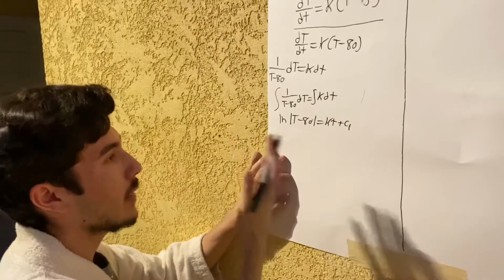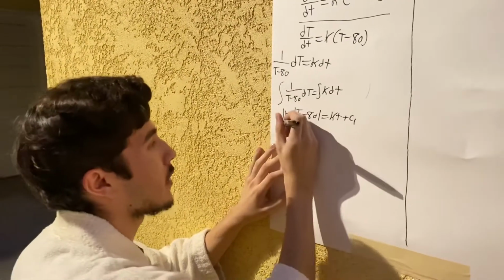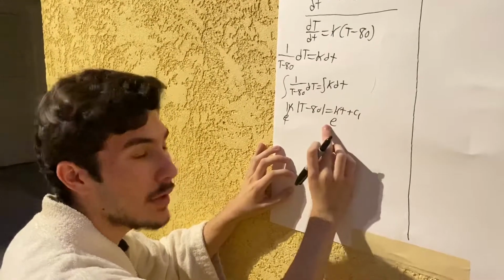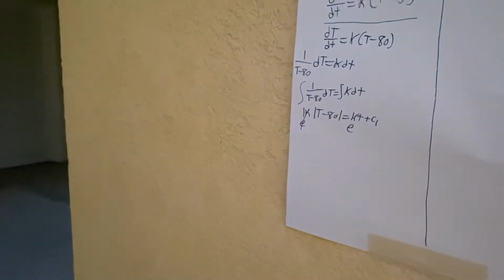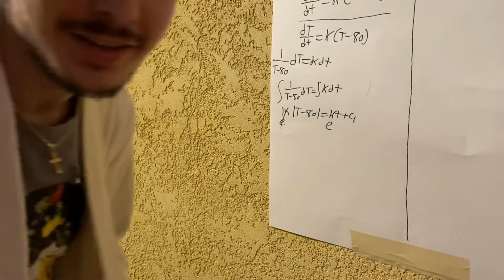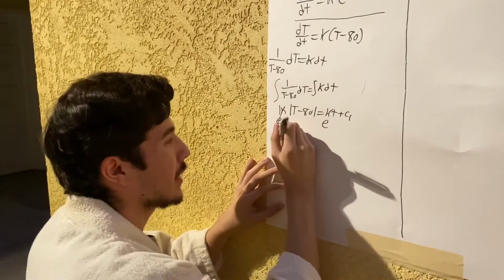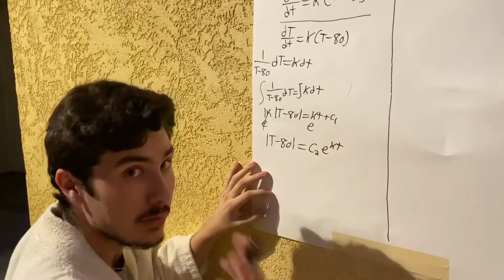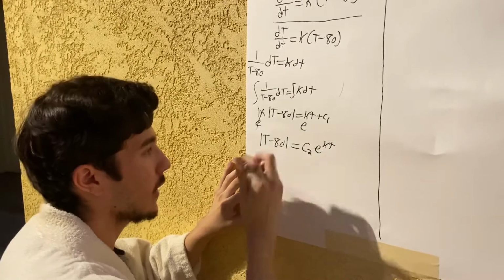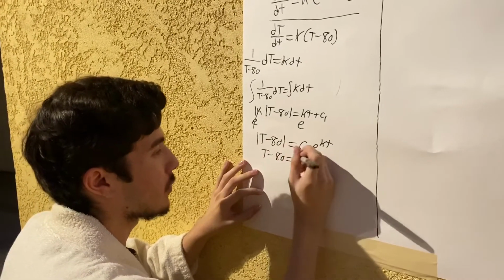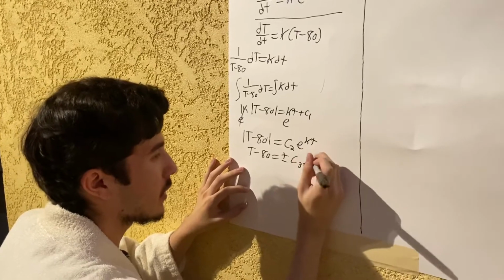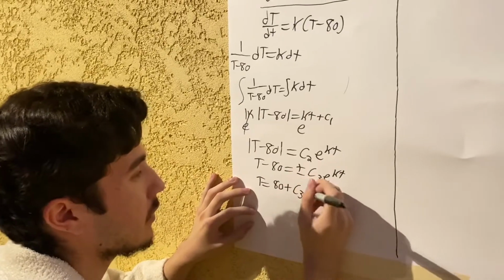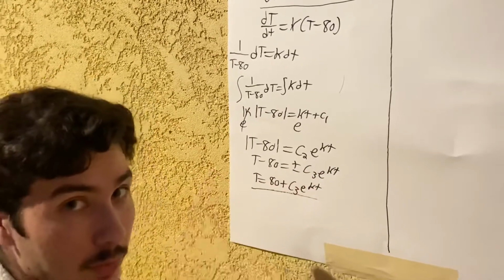Okay, so now we have an ln on both sides, but we want to isolate the T. So we're going to have e on both sides. The important thing to know about e to a constant is the C is just going to be multiplied to the e. Hold up, look at the light. Alright, time on. Okay, so we're going to have the absolute value of T minus 80 equals C2 e^(kt). Now we get rid of the absolute values, so T minus 80 equals plus or minus C3 e^(kt). Isolating the T, we get 80 plus C3 e^(kt). That's going to be the general solution.